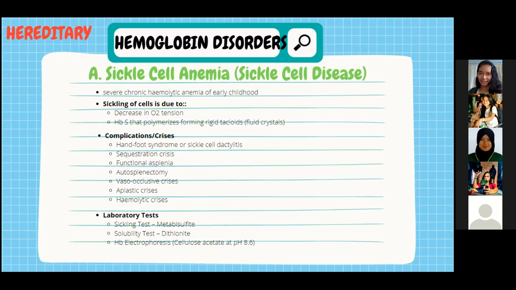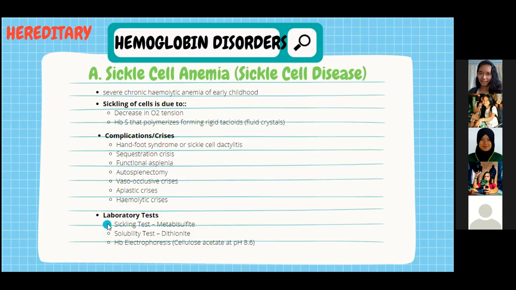So here we have the hematuria and hyposthenuria in adults. This is due to the inability of the kidneys to concentrate urine. It also confers protection in children against malaria, which is caused by the organism Plasmodium falciparum. Then we have the laboratory test. We have the sickling test.